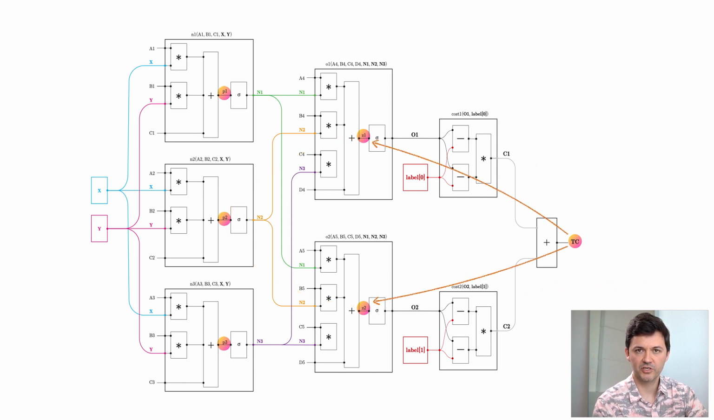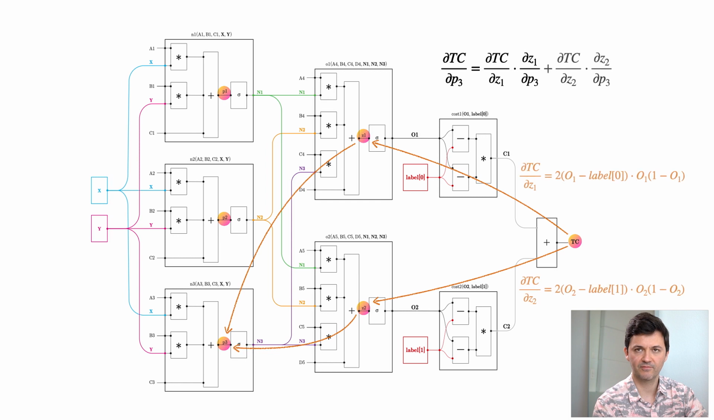Finally, to compute the partial derivative of the total cost in terms of the weighted sum P3, we also need to take into account the branching. So the output N3 now branches into the next layer. And because of the branching, we need to add partial derivatives from the two possible paths that can take us from Tc towards P3. And one goes over Z1, while the other one goes over Z2. And then we get the formula.